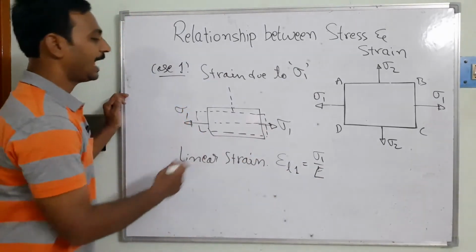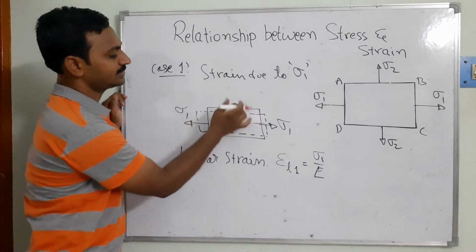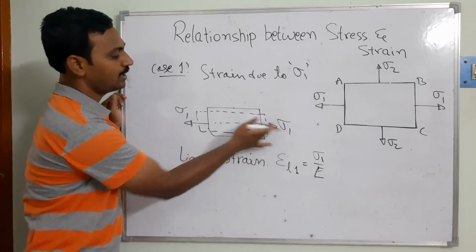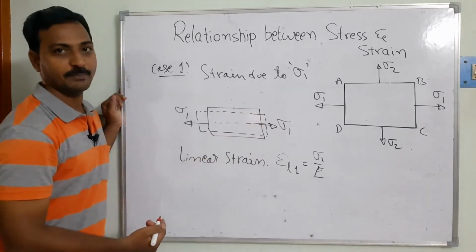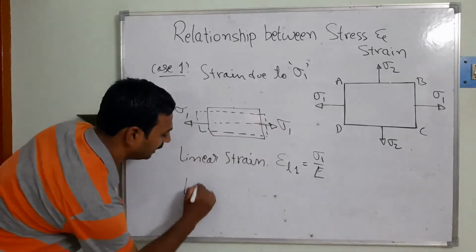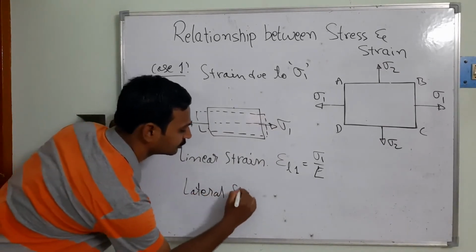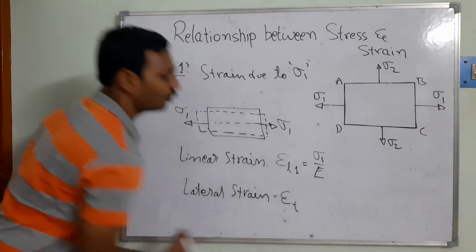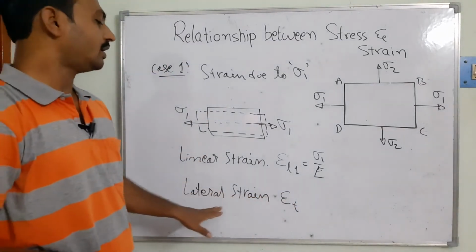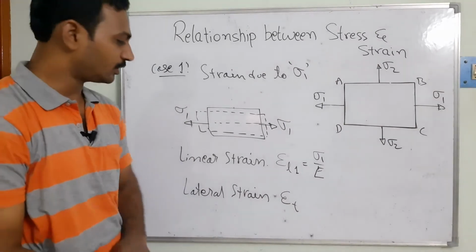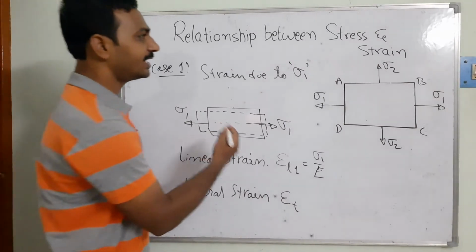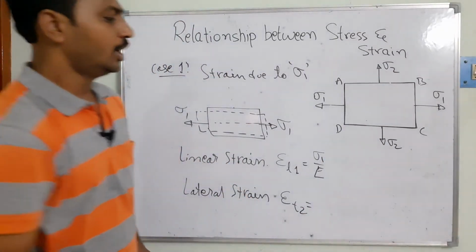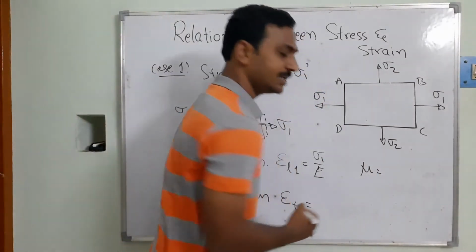Similarly, in the other direction, which is perpendicular or normal to the axis of the applied load, the dimensions of the member shrink. So I take a lateral strain. How could you write the lateral strain here? Epsilon T, meaning transverse or lateral strain. In which direction is it? In the second direction, so that is epsilon 2 is equal to. As we know, the Poisson's ratio is equal to, what is the formula we have?